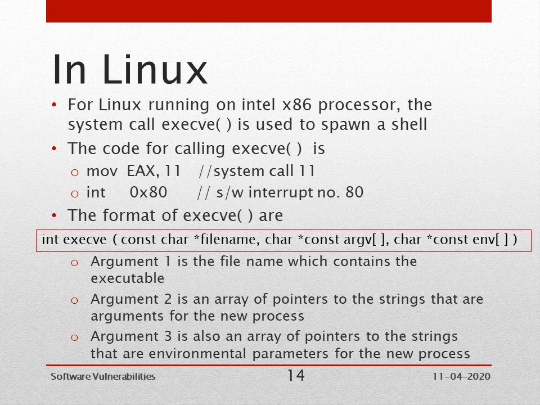The first one is the file name or path name which contains the executable, usually a binary executable or a script. The second one is a vector of strings, which is similar to the second argument of our main function in any C program. And the third one is a vector of strings, which are the environmental parameters like the root directory, etc.